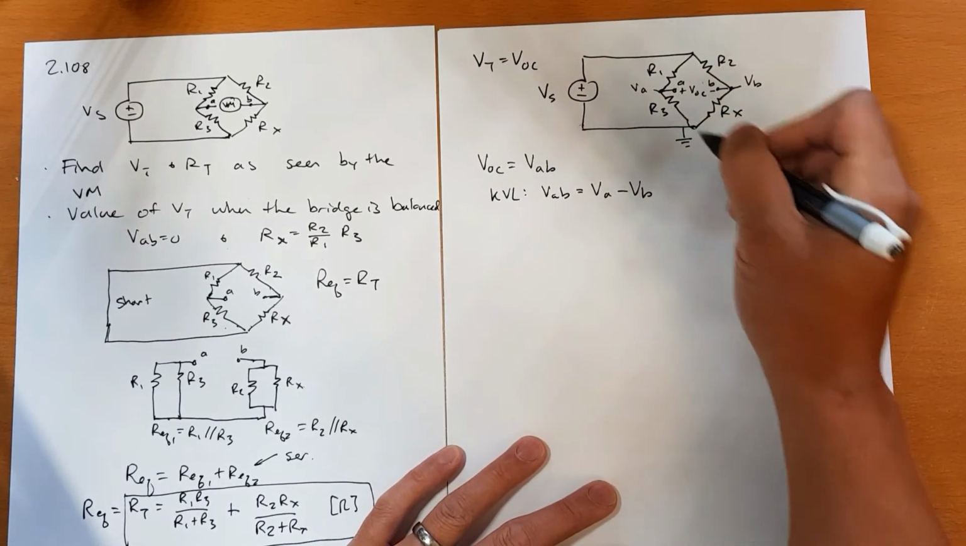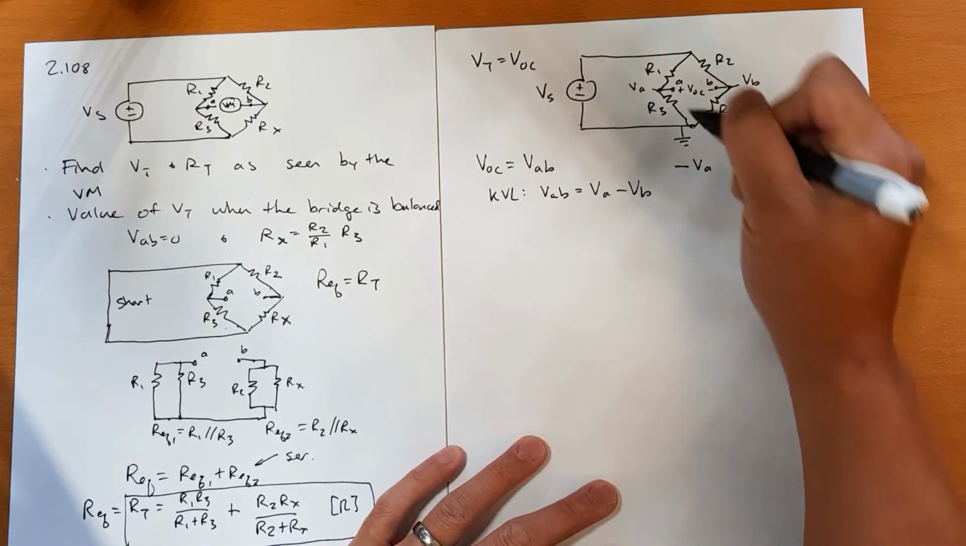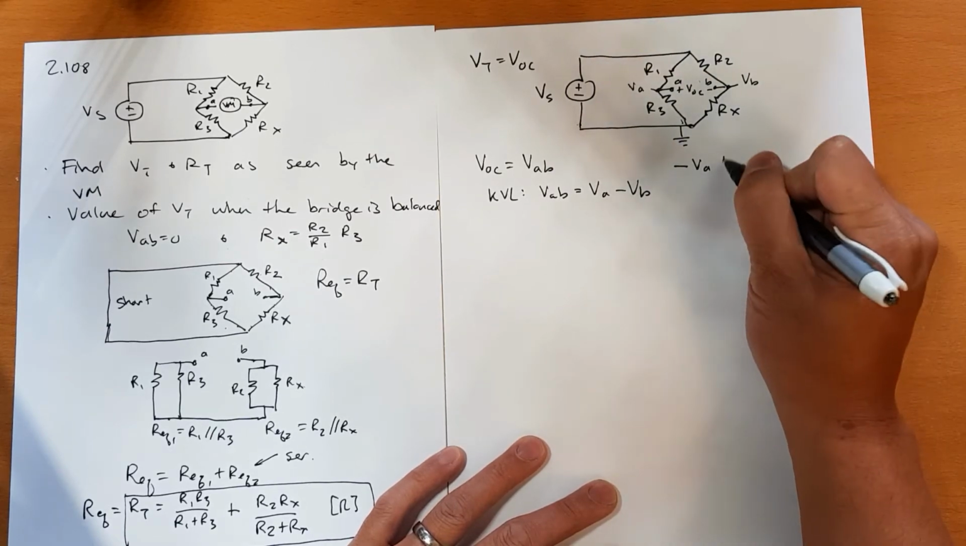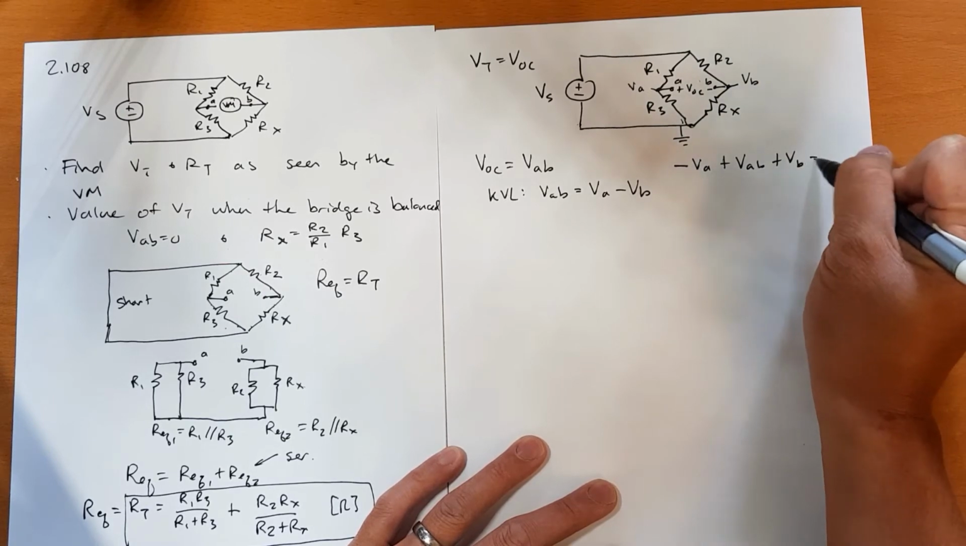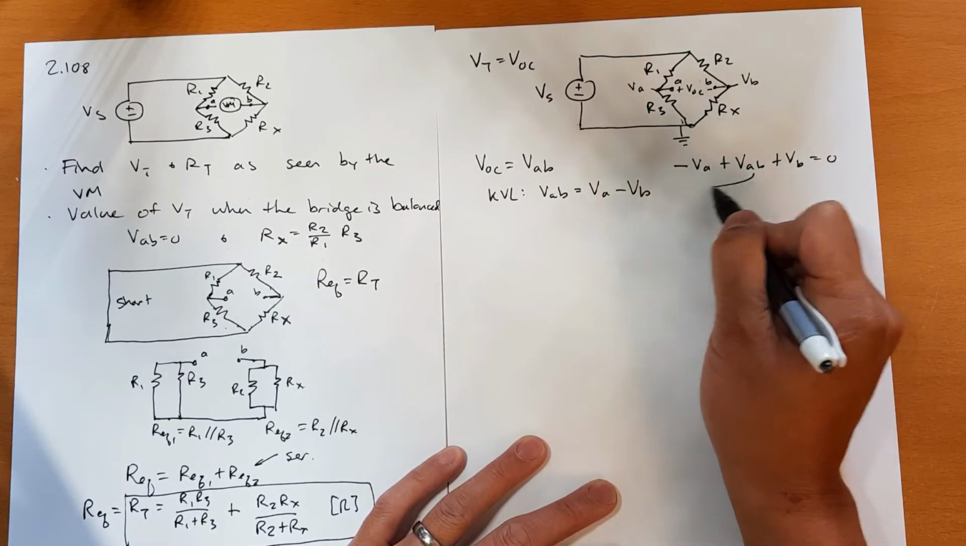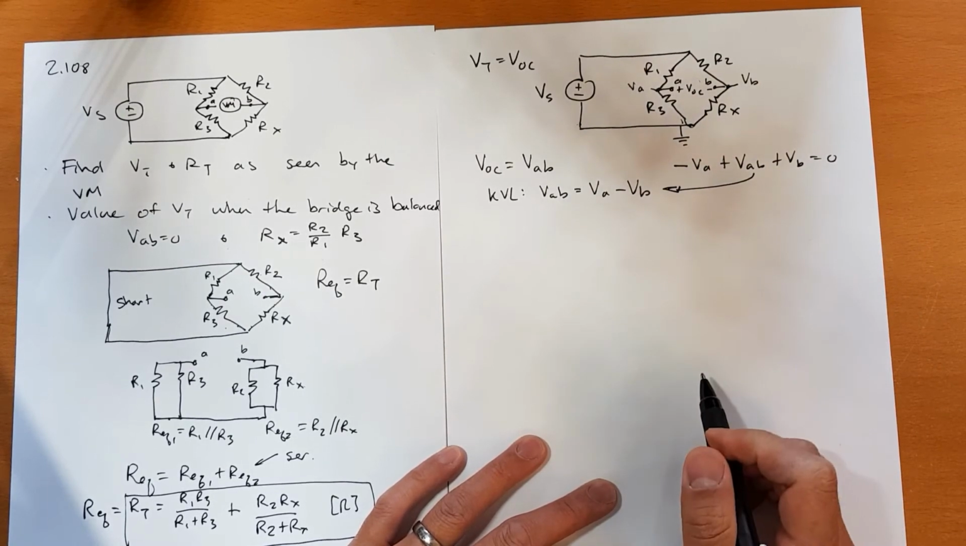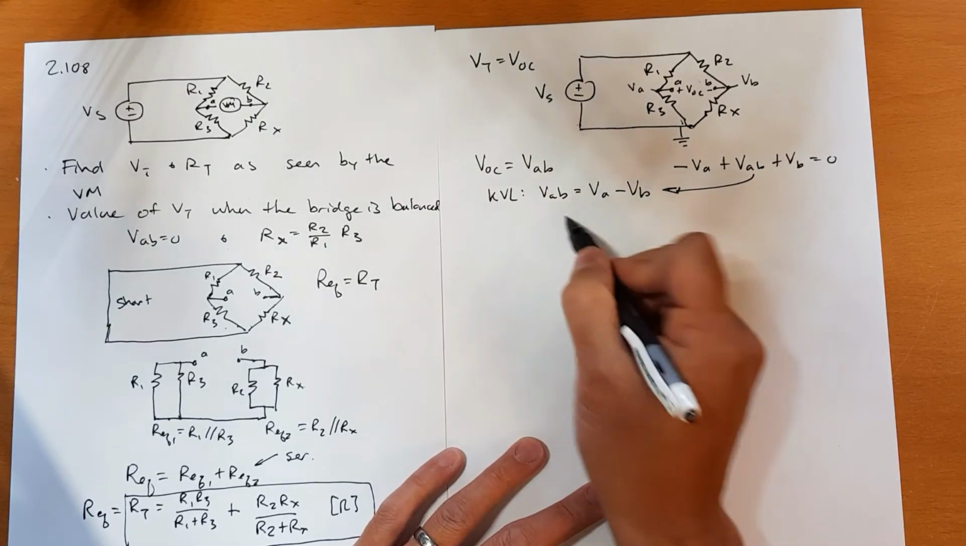And you could do it slower. You could say minus VA plus VAB plus VB equals 0. And you can quickly see that this results in that, right? Okay, so we have this.